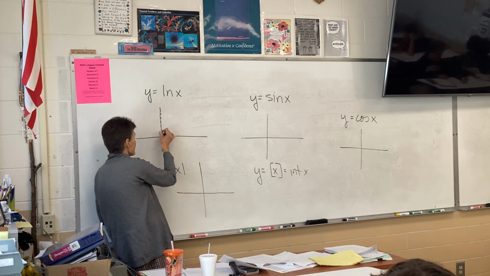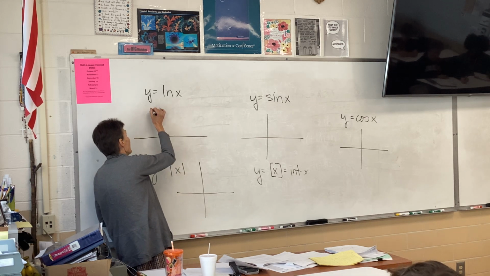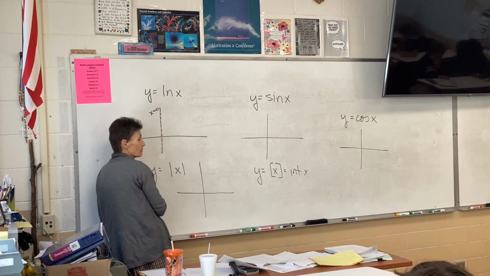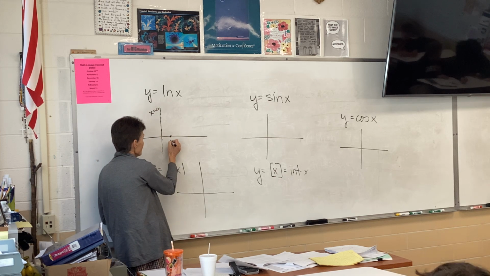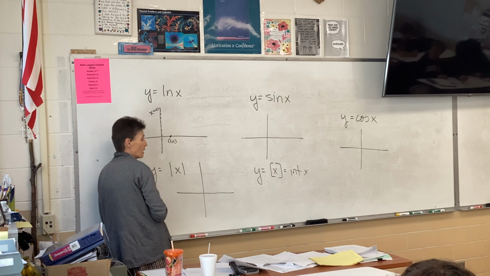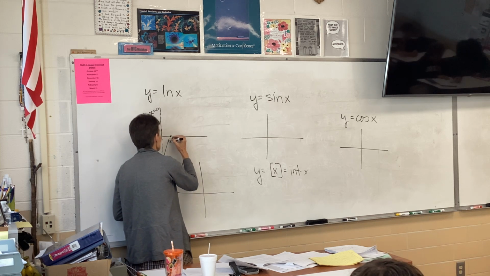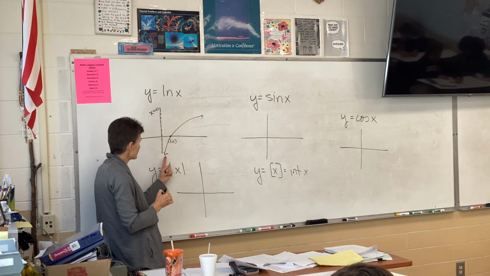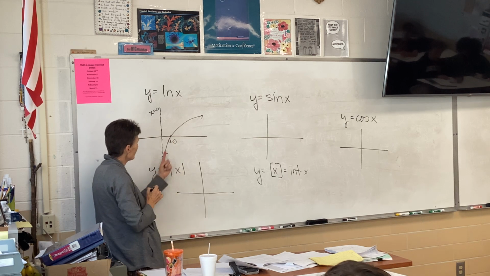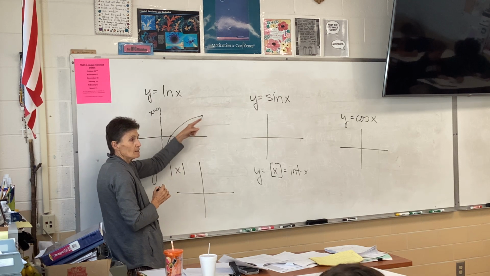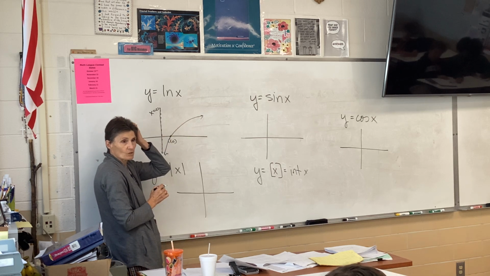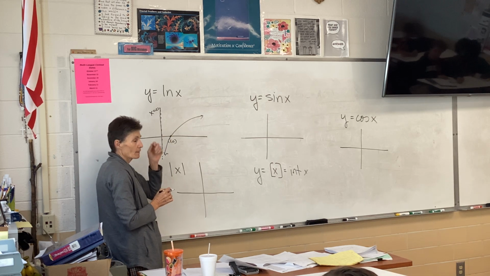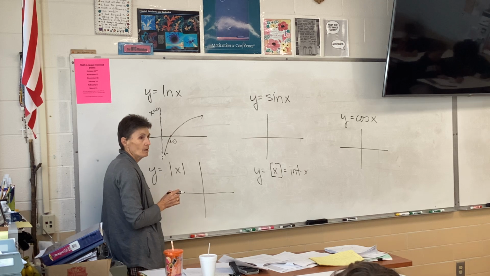I want you to put an asymptote at x equals 0. I want you to put an intercept at 1, 0. And then I want you to go up and out just like this. So we come down this way and get closer to the asymptote, and we shoot out. That is your logarithmic function. Okay?